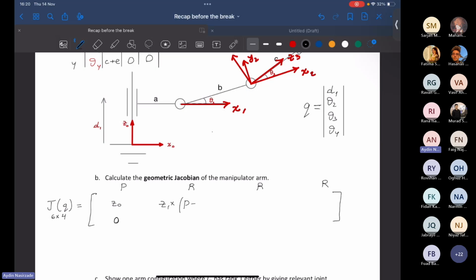Then the revolute joint, which is the second joint of the arm, is going to be z1 cross product end effector position minus p1, and the angular velocity will be z1. The contribution of the angular velocity of the second joint on the angular velocity of the end effector will be z1 only. The same applies here: z2 cross product p minus p2, and here we have z2 only, and z3 cross product p minus p3, and z3 here.